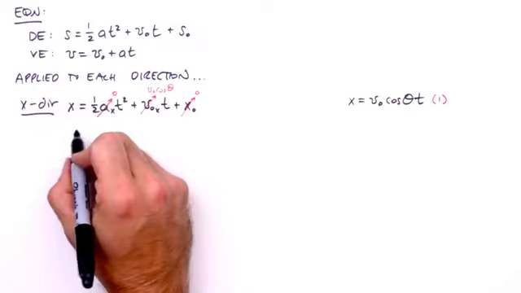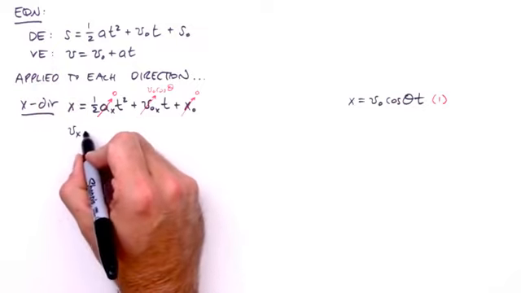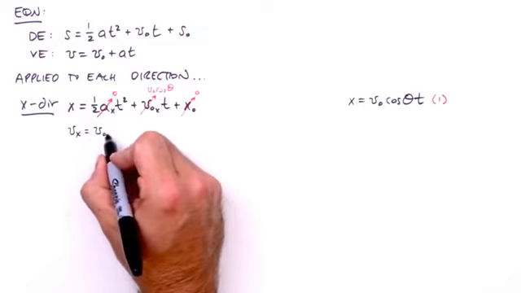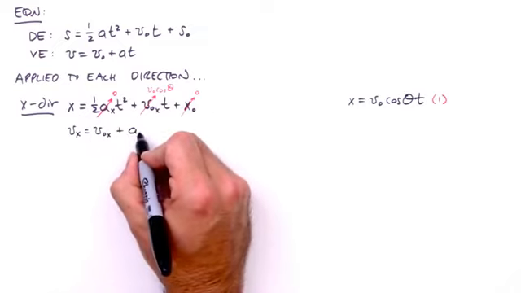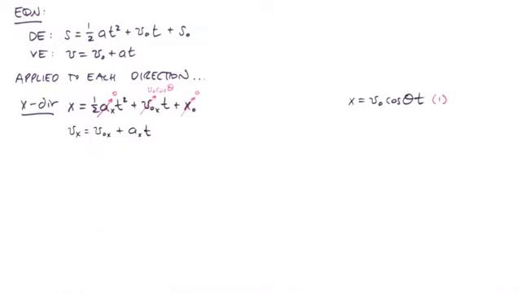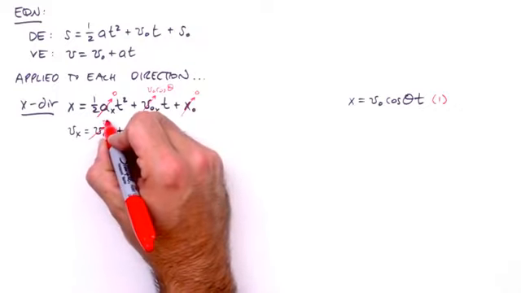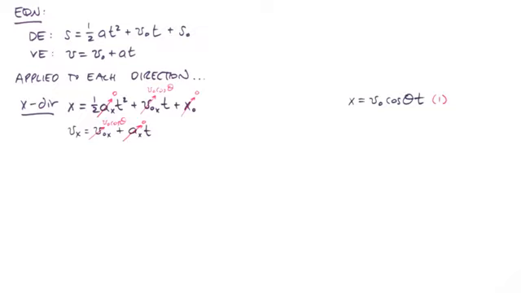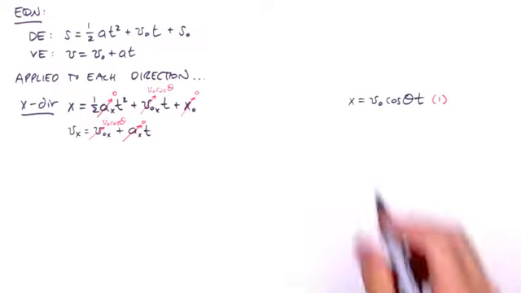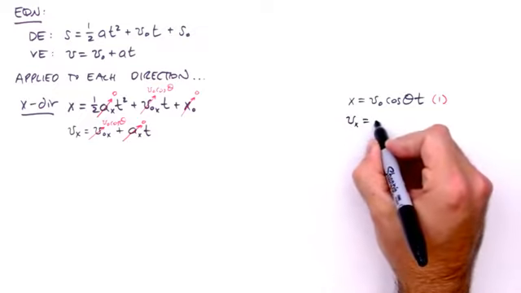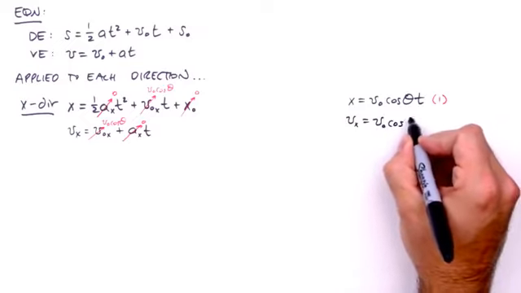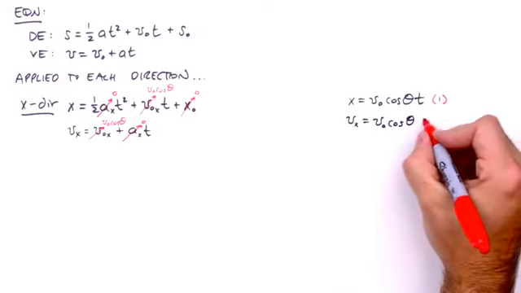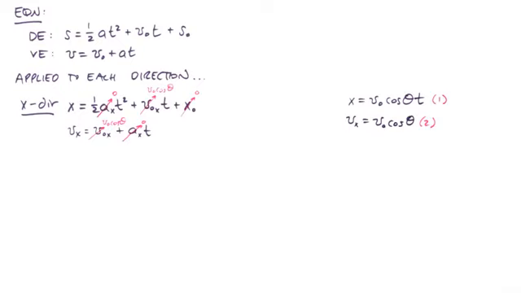Now we apply the velocity equation to the x direction, and we get v sub x equals v sub o sub x plus a sub x times t. We'll set v sub o sub x to v sub o cosine theta, and again the horizontal acceleration of a projectile is 0. So the velocity equation in the x direction simplifies to v sub x equals v sub o cosine theta. We'll label this equation 2 and set it aside.